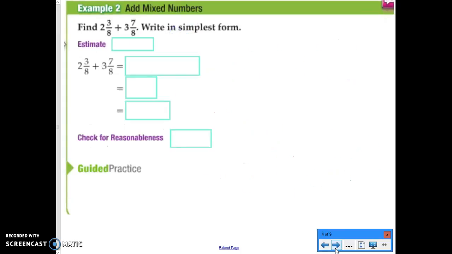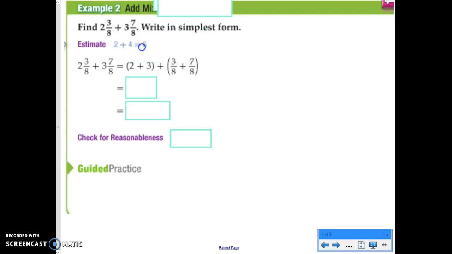Taking a look at the next slide here, it says find 2 3/8 plus 3 7/8. We're going to add mixed numbers this time. So our first step is to estimate, because 2 3/8 is closest to 2 and 3 7/8 is closest to 4. We're going to add those two together to get 6. So if our answer at the end is close to our estimate, chances are pretty good we have the right answer. The first thing that they do here is they take 2 and they add it to 3.